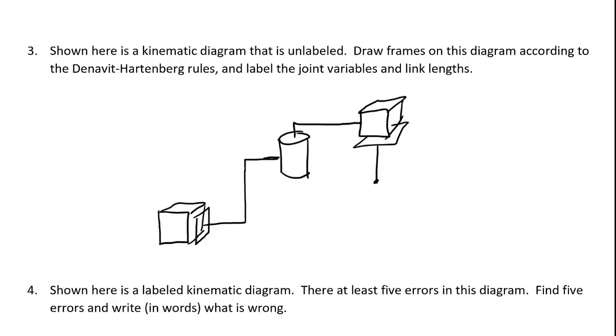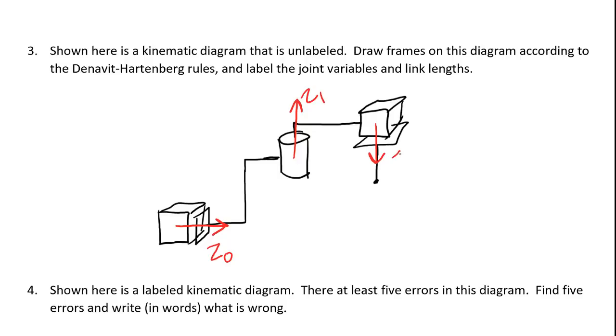So we're going to go through our 4 Denavit-Hartenberg rules. The first rule is that the z-axis has to be in the direction of motion for a prismatic joint or the axis of rotation for a revolute joint. So z of the first joint has to be either to the right or to the left. And I'm going to choose to the right, but that's just a personal choice. You could have made it go to the left. Z for the second joint has to be either up or down. I'm going to choose up.